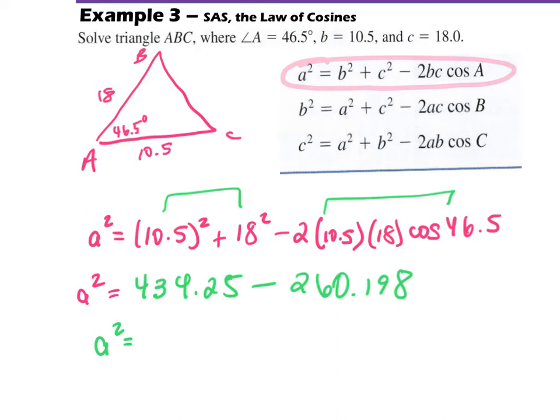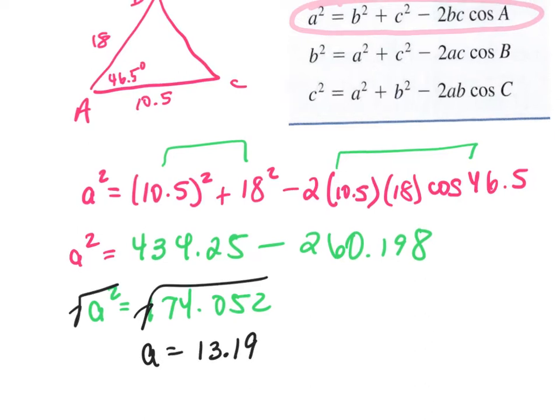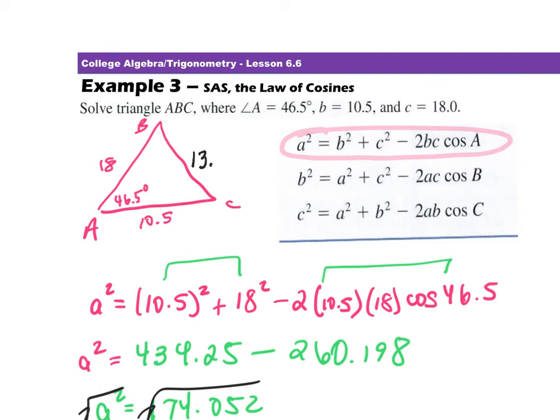So then I subtract 434.25 minus 260.198, and I get 174.052. Now, is that the number that I'm looking for? No, that's not what I'm looking for. I am looking for A by itself. So how do I get A by itself? I take the square root. So A is about 13.19.